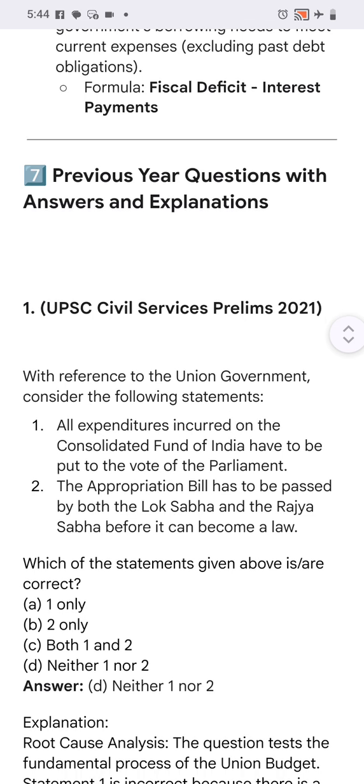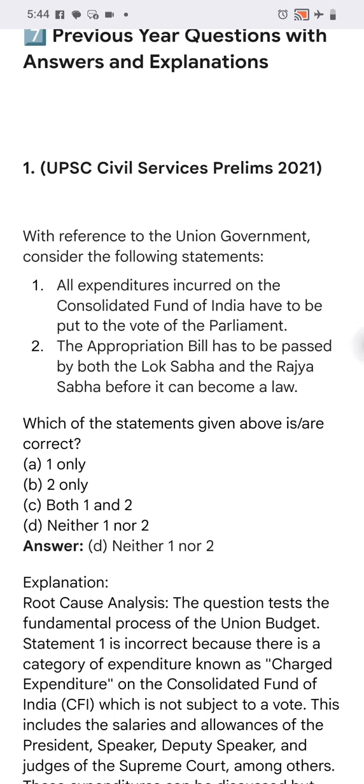Let's look at the questions. With reference to the Union government, consider the following statements. One: all expenditures incurred on the Consolidated Fund of India have to be put to the vote of the Parliament. Two: the appropriation bill has to be passed by both Lok Sabha and Rajya Sabha before it can become a law. The answer is neither one nor two.